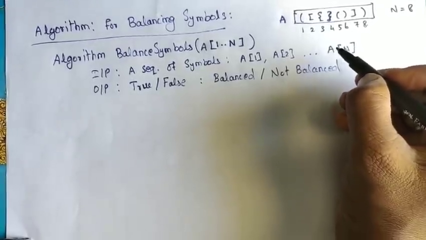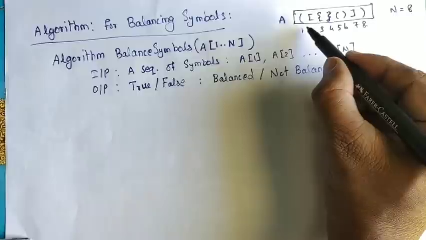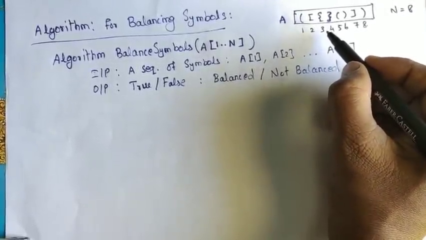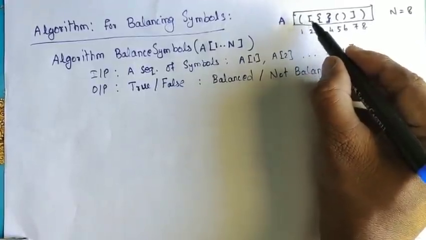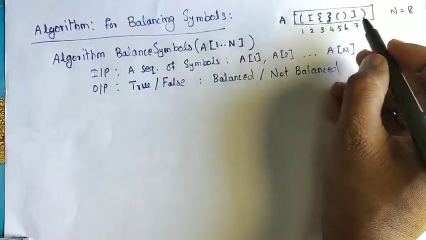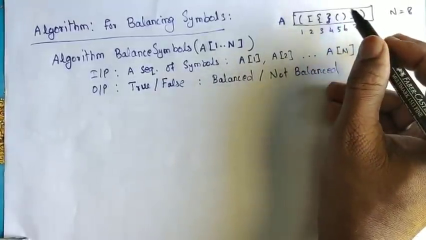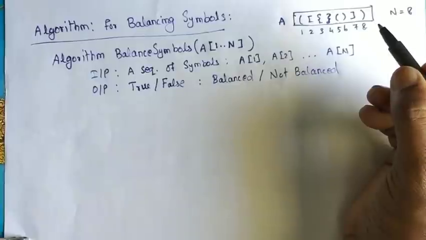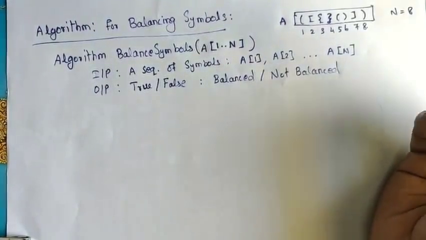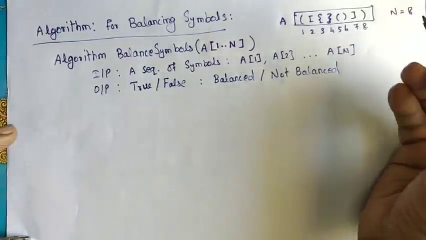Okay. The assumption is that the symbols inside the input array are either opening or closing symbols. There is no other type of character placed in that array, only opening or closing symbols. In that case, the stack we are going to use temporarily for storing or holding the opening symbols.